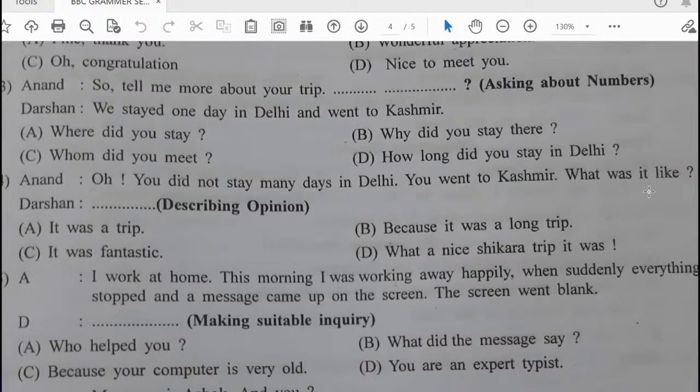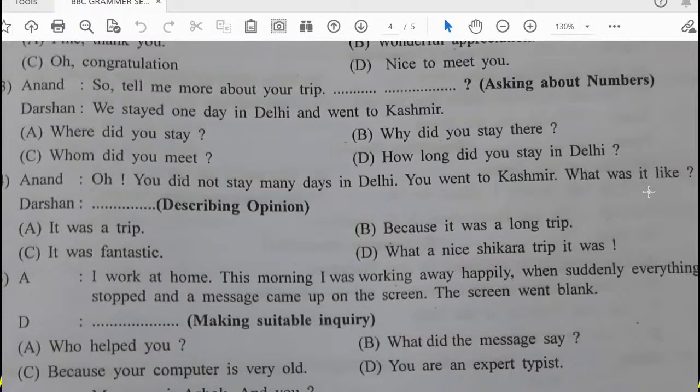Now see Anand's dialogue again. Oh, you did not stay many days in Delhi. You went to Kashmir. What was it like? So regarding Kashmir, we have to give our opinion in Darshan's answer. Right? So Darshan said something regarding what was it like. Means, how was Kashmir, so in that context we have to give an opinion. So do you think it was a trip? No. B option, because it was a long trip. No. C, it was fantastic. Yes, what was it like? So the option C, it was fantastic, is the right answer.